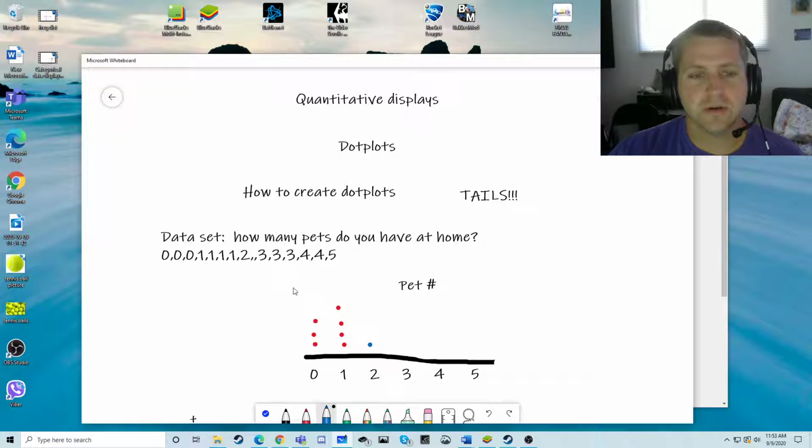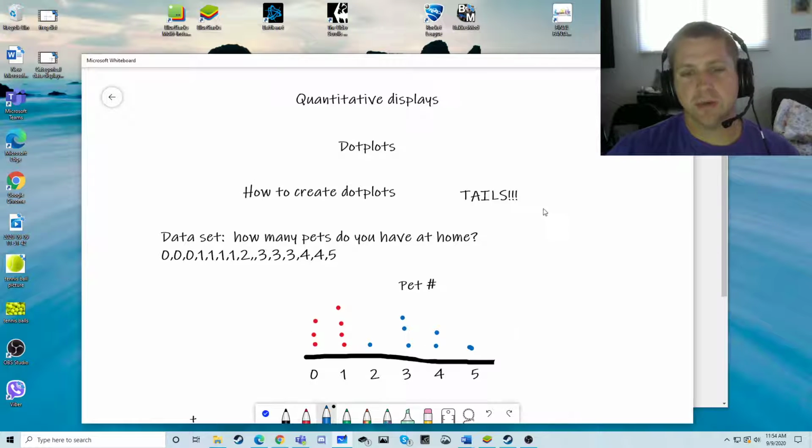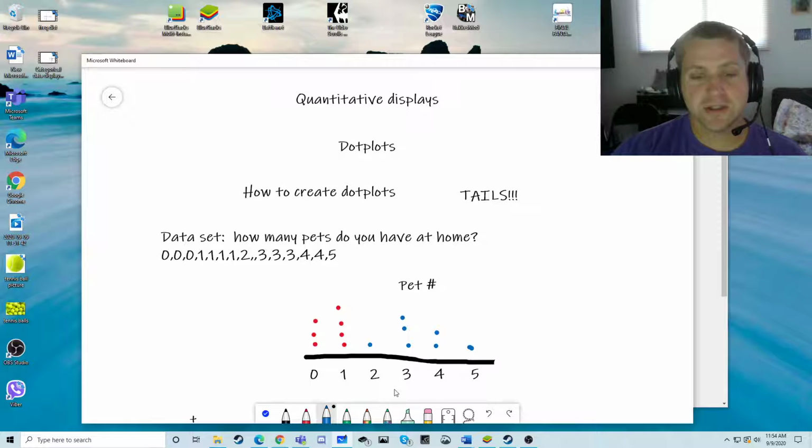There's only 1, 2. I don't know why I'm changing colors, just for fun. 3, 4, and 5 can have just a, no, I'm going to stick with a single one. So you can see the dot plot now. This is what a dot plot is.